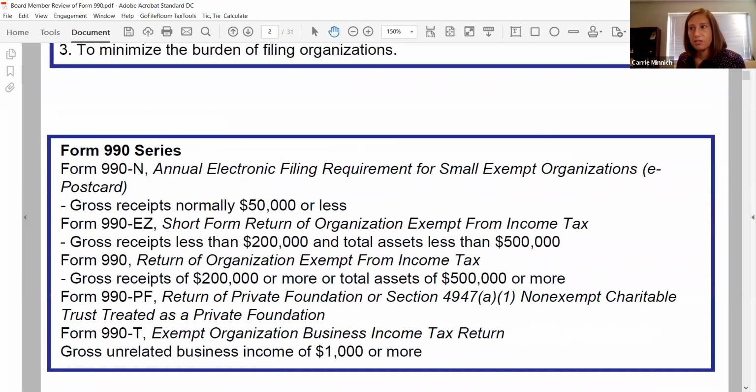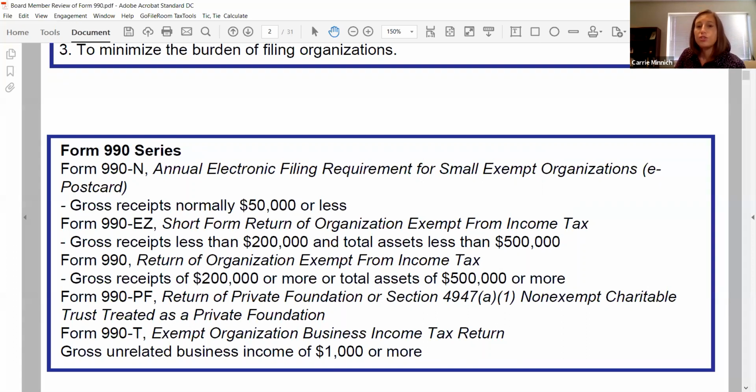Most nonprofit organizations are required to file a Form 990. There are some exceptions to this. Churches and religious organizations are not required to file a Form 990. There are 3 different 990s that your organization may have to file depending on your gross revenue and your assets. If you're a smaller organization, you're just going to file a postcard, the 990N. Slightly larger organizations are going to file the 990EZ. And then those organizations that have gross receipts of $200,000 or more, or total assets of $500,000 or more, are required to file Form 990.